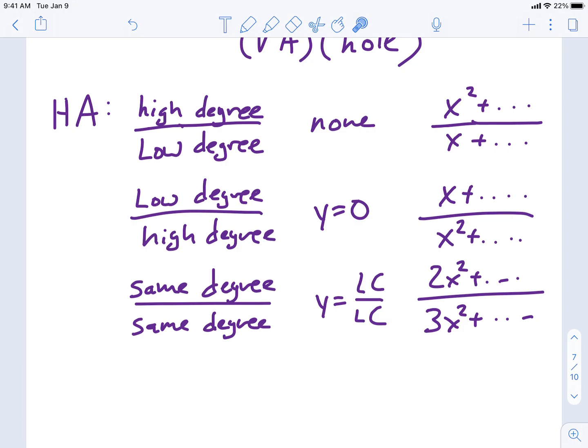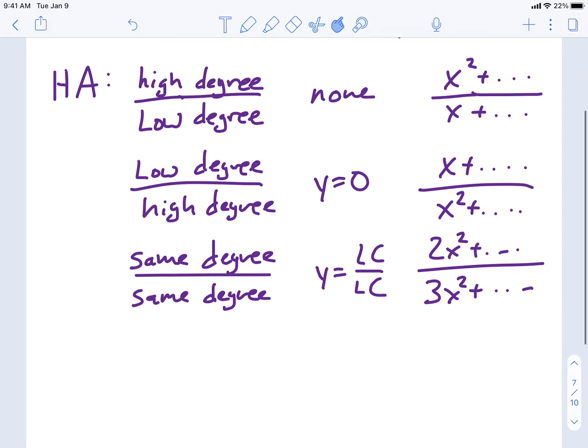All right, and then our last scenario is if it is the same degree on the top as it is on the bottom. And this can create a horizontal asymptote that is equal to the leading coefficient over the leading coefficient. And so for our example here, 2x squared plus whatever over 3x squared plus whatever, the exponents match, so the leading coefficient of the top is 2, the leading coefficient of the bottom is 3, so in that case, the horizontal asymptote would be at the line y equals 2/3.